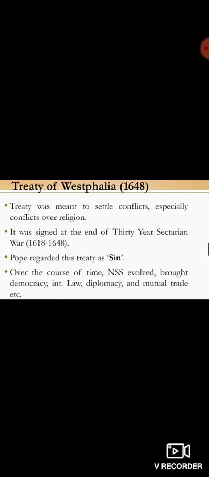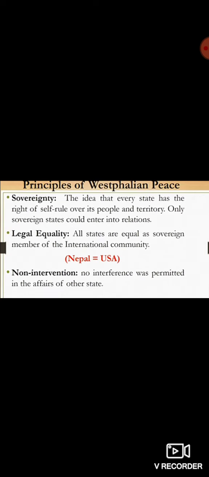It was signed at the end of the Thirty Years' sectarian war, that is 1618 to 1648. The Pope regarded this treaty as a sin because it gave much importance to the sovereignty of the state and to religion. Over the course of time, the nation state system evolved, bringing democracy into law, diplomacy, and mutual trade, etc. In short, complete freedom was given to the states.